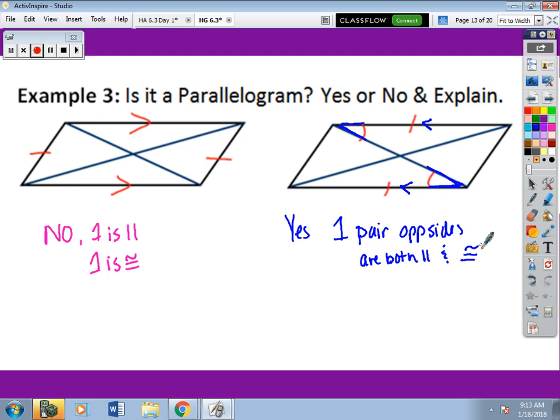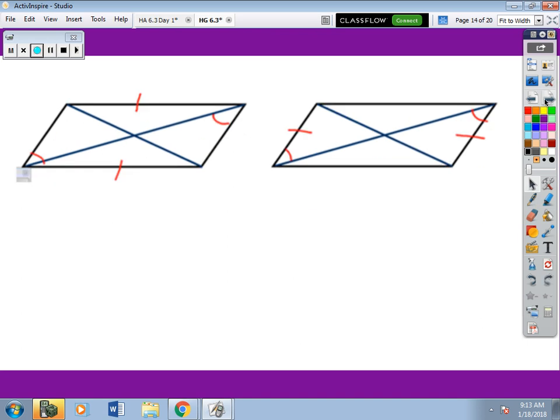And if you want to, for your notes, you can jot down that we used converse of AIA. I've heard that. So you guys can answer the next two. Yes or no, and then we'll pair share.